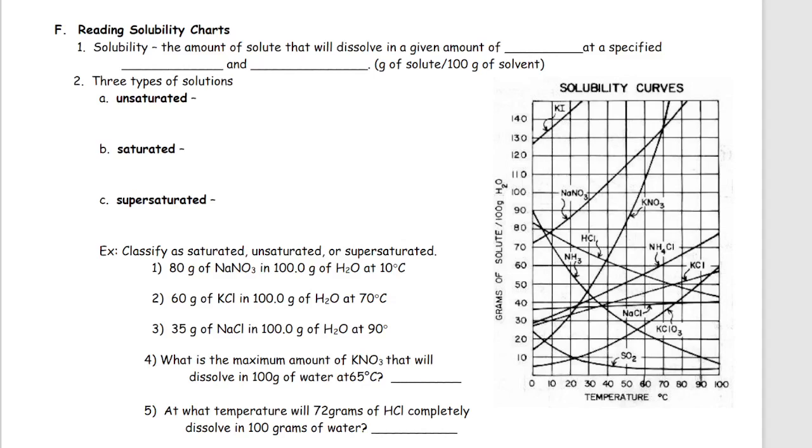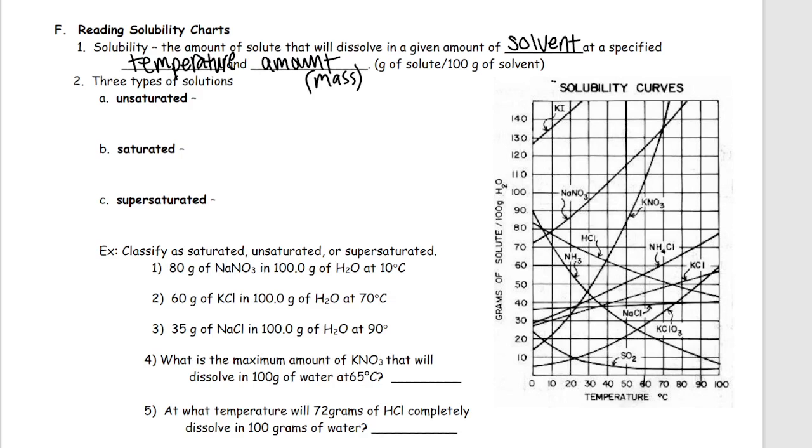On this next page of our notes, we are reading solubility charts. So first of all, to remind you about solubility, it says the amount of solute that will dissolve in a given amount of solvent at a specified temperature and amount. And the amount, we're going to measure that as mass. But it's given as mass of solute per 100 grams of solvent.